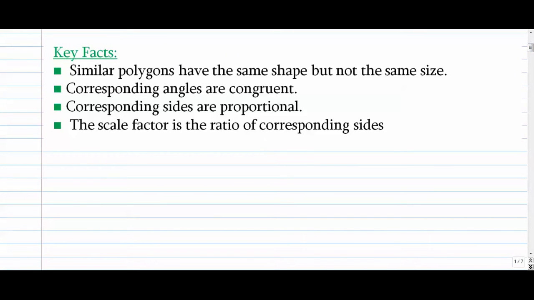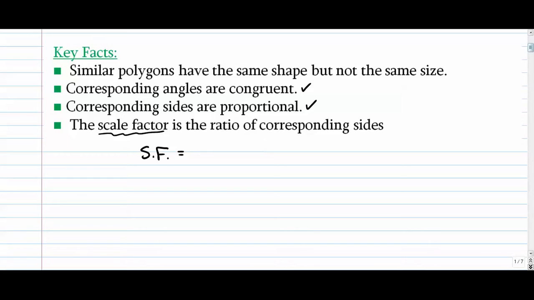Their corresponding angles are congruent. In other words, the angles that all sort of fit together and are on the same spot, they're all the same measure. Corresponding sides are proportional. We'll work with that. And the scale factor is defined as the ratio of corresponding sides. So we're just going to compare sides and we'll call that the scale factor. I'll probably abbreviate it as SF.